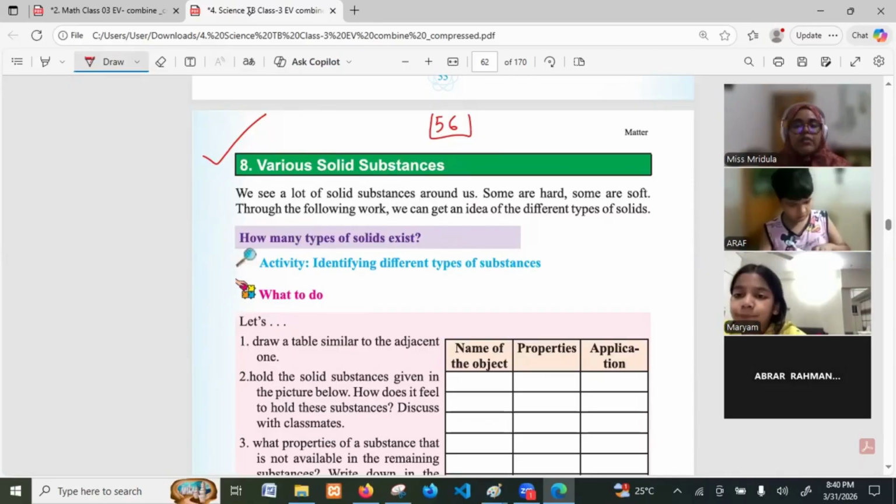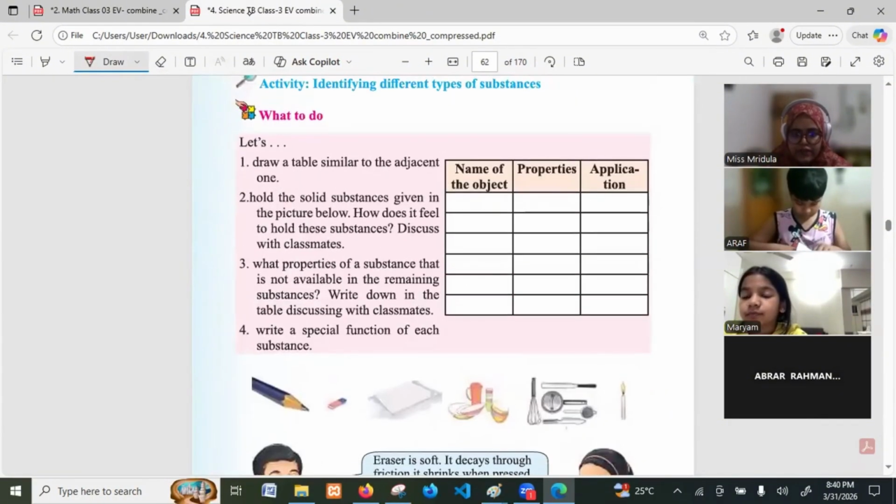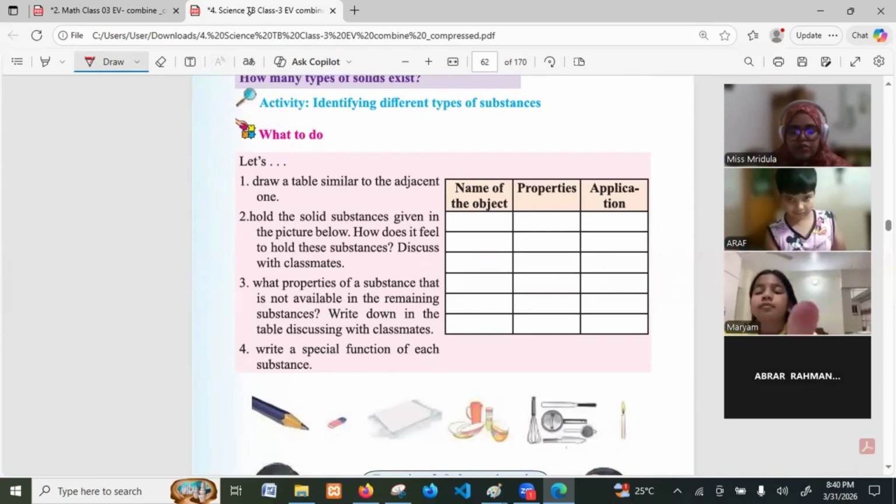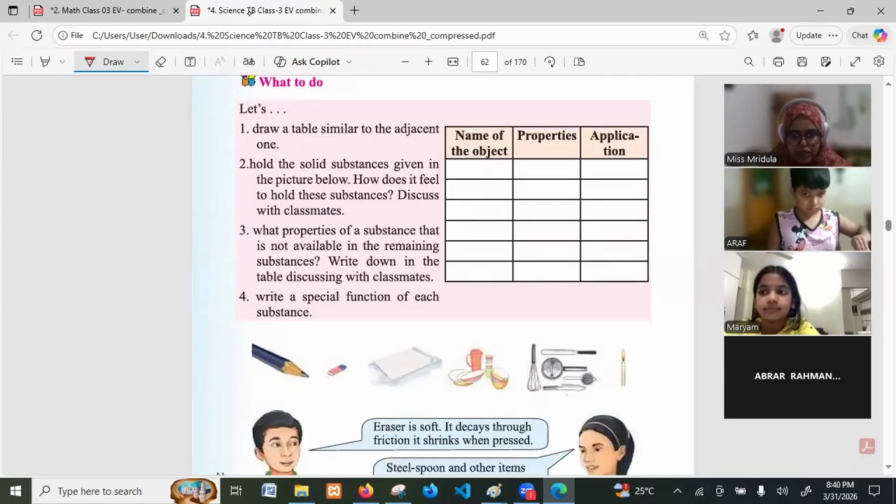Some are hard, some are a bit soft. Through the following work, we can get an idea of the different types of solid. Let's do the activity, which is to identify different types of substances. We have to draw a table similar to the adjacent one. Then hold the solid substances given in the picture below. How does it feel to hold these substances? So they want us to write how it feels to touch them.